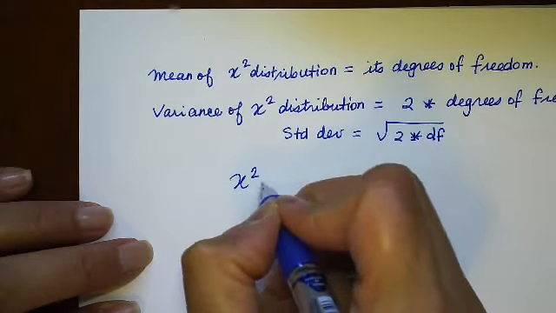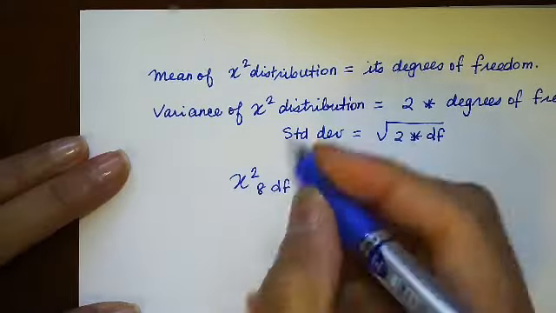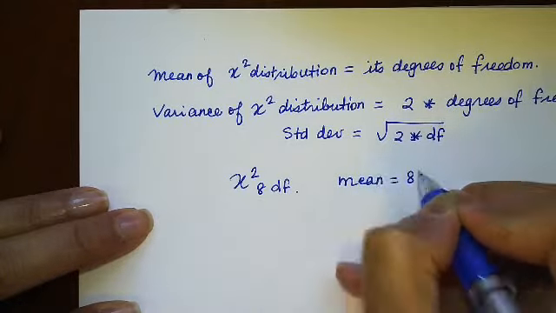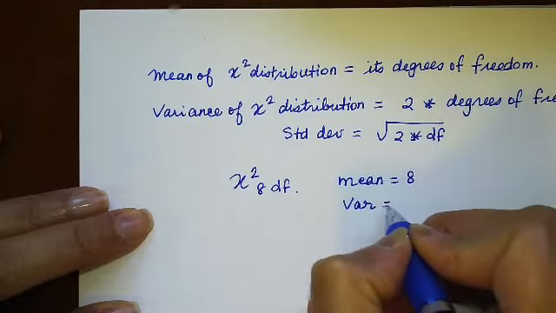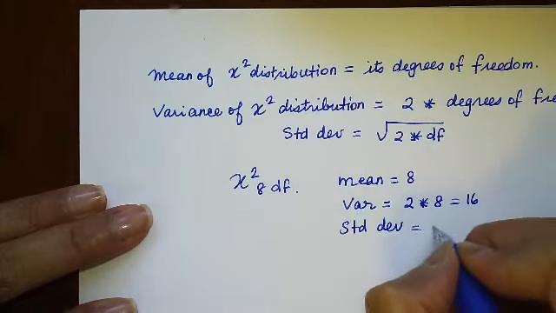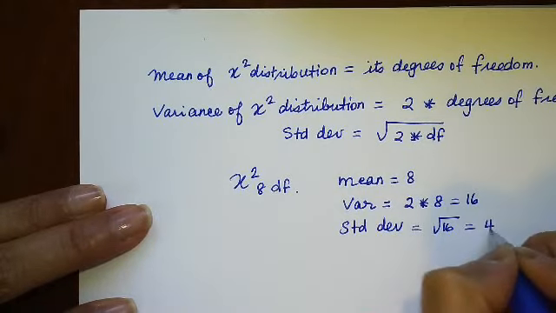So if I have a chi-square with 8 degrees of freedom, its mean would equal 8, and its variance would be 2 times 8, which is 16, and the standard deviation would be rad 16, which is 4.